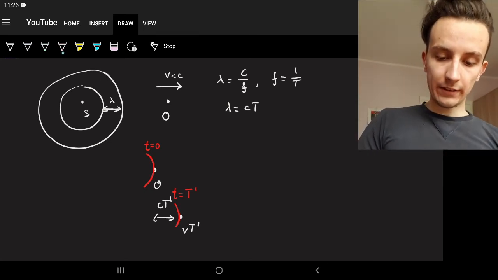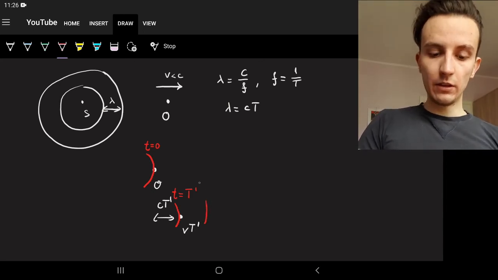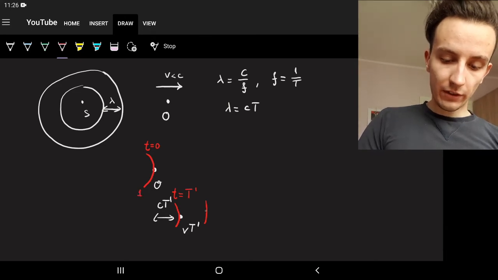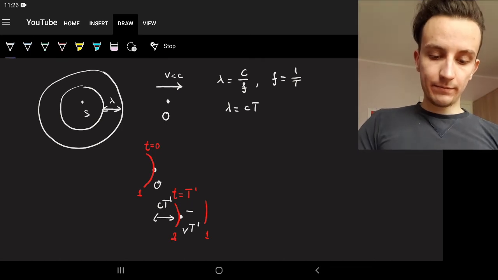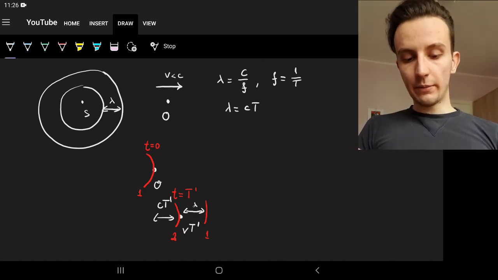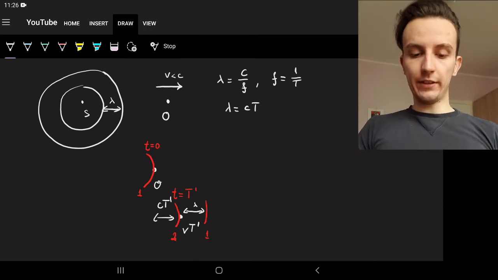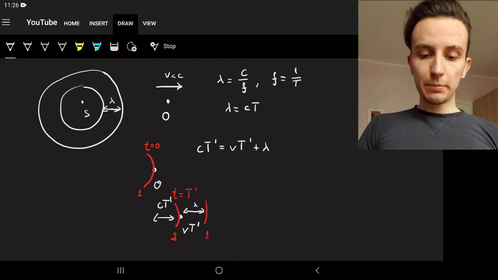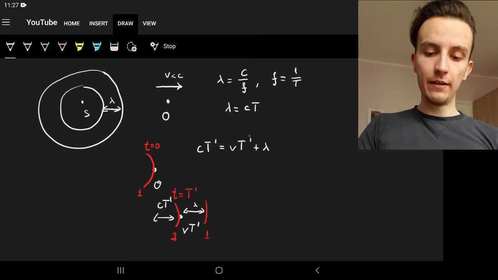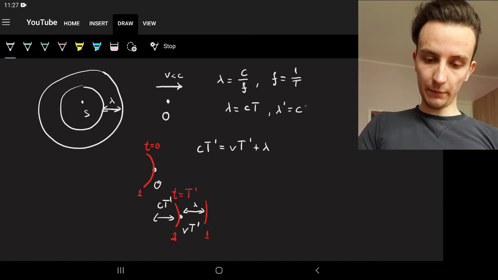So what we have is, here's the wave front that already reached us at t equals 0. So let's call this wave front 1, and this is wave front 2. And these two are away by lambda. So the number 2 one had to catch up by lambda, and then also by vt prime. So that means that ct prime is equal to vt prime plus lambda. We can just express t prime by this analogy. So we can say that lambda prime is ct prime.